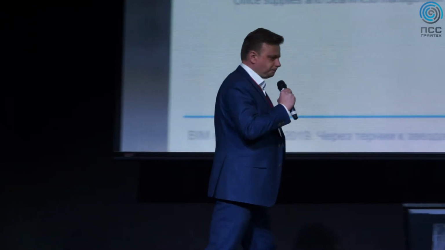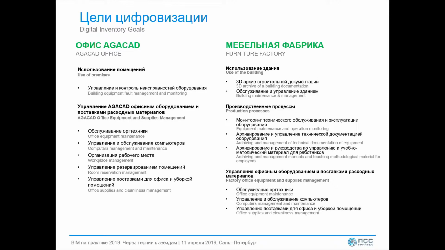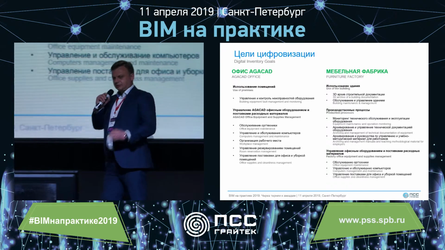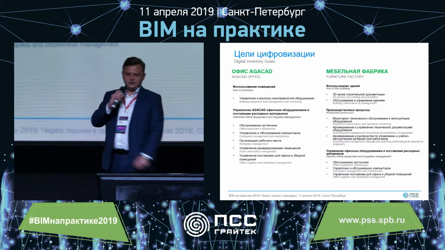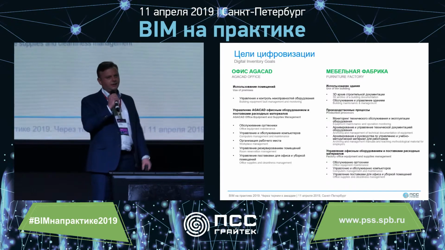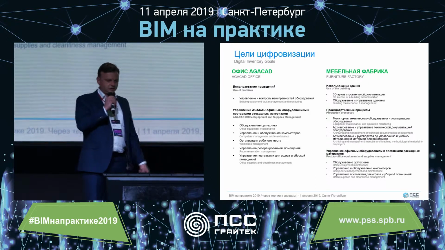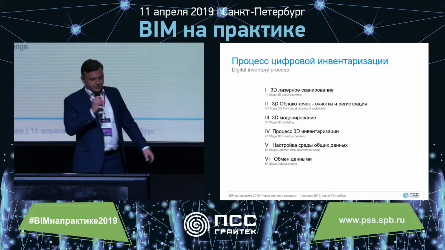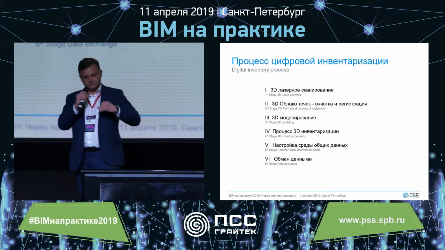I selected two cases. Our office in Vilnius, Agakat office, and a furniture factory in Lithuania as well, in Klaipėda. Different goals for each site, how we profile these assets. Operation is very important, maintenance is very important, how quickly something is fixed if something is broken. Also, what is important is maintenance, office equipment, computer management. This is as far as Agakat office is concerned. But in the furniture factory, it's completely different. It's about production processes and production equipment, how to monitor the operation of production equipment, the lifespan, life cycle.